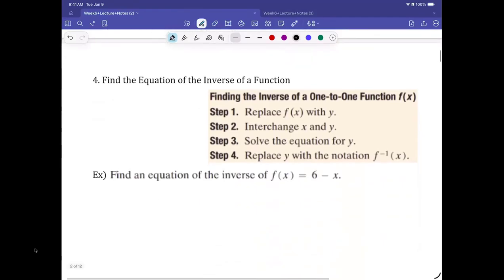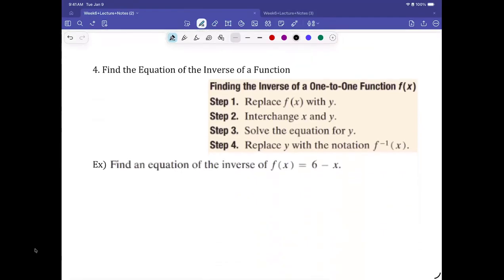And then when I look at the equation, how do you find the inverse? For example, f of x is equal to 6 minus x. How do we find the inverse function? There are 4 steps. You have to replace f of x with y. Step number 2 is to interchange x and y. Step number 3 is to solve for y. And the last step is to replace y with the inverse function notation. That is the 4th step.